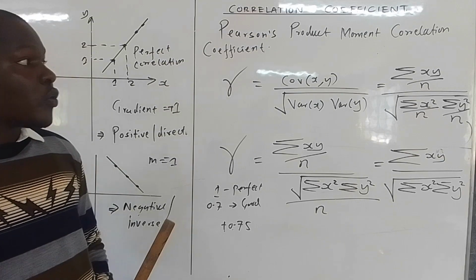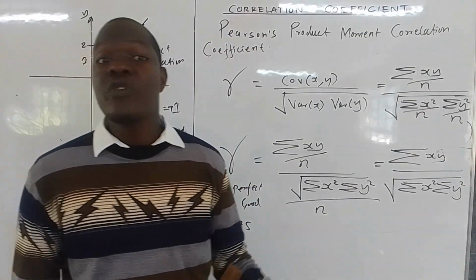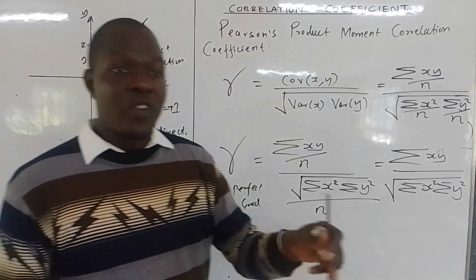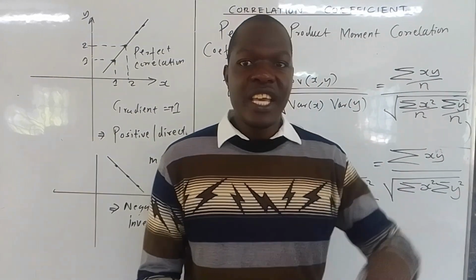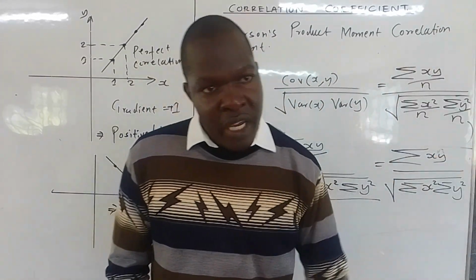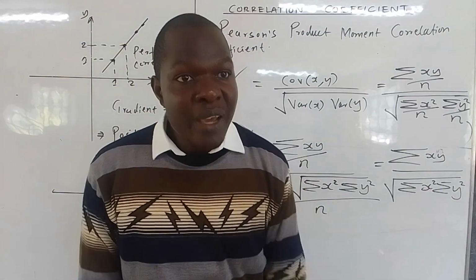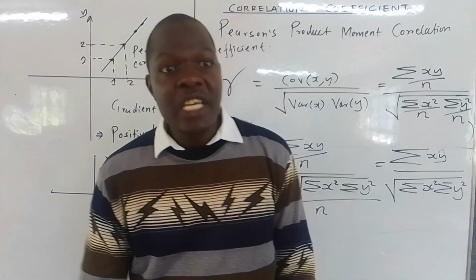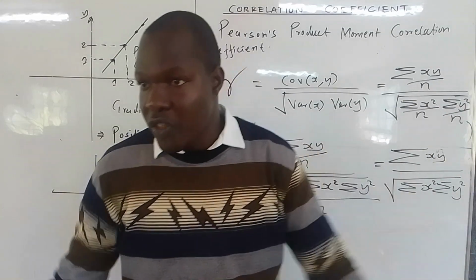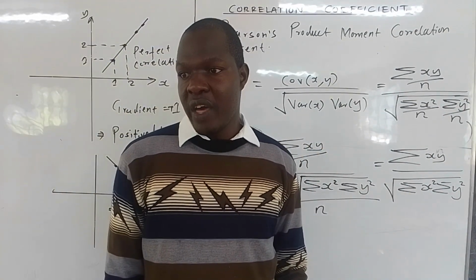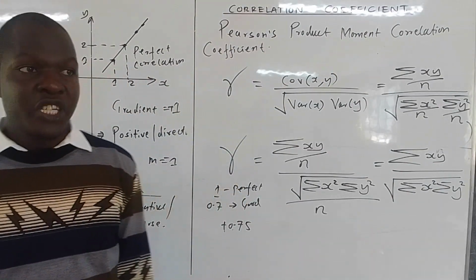So when you are told to determine the correlation coefficient between two given variables and comment on the relationship, you must note that correlation value. Is it perfect? Is it good? Is it fair? Is it low? Then when it is positive, that is direct. When it is negative, that is inverse. Those are all the terminologies you use to comment on the relationship. So that is how to deal with the Pearson's product moment correlation coefficient.